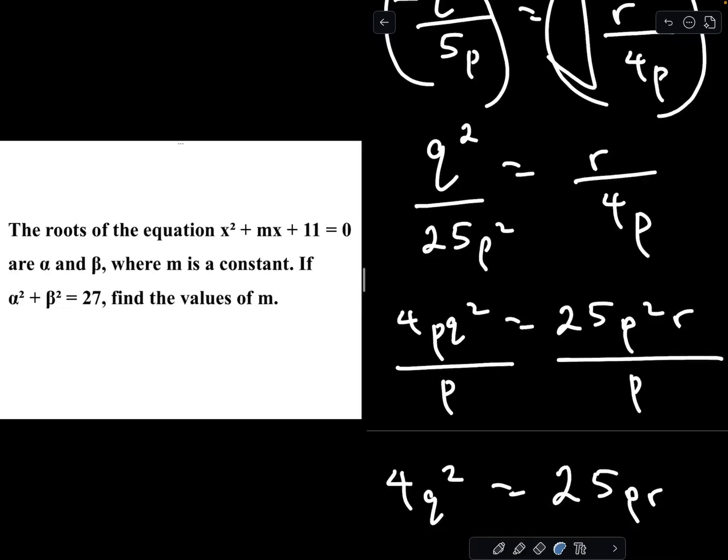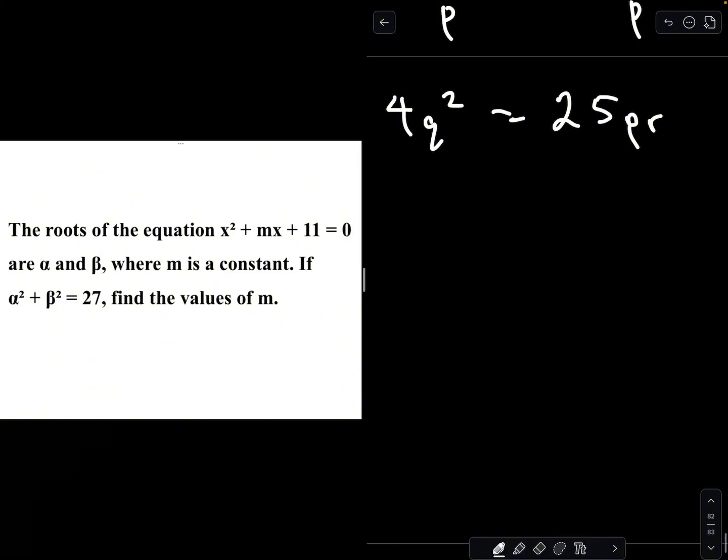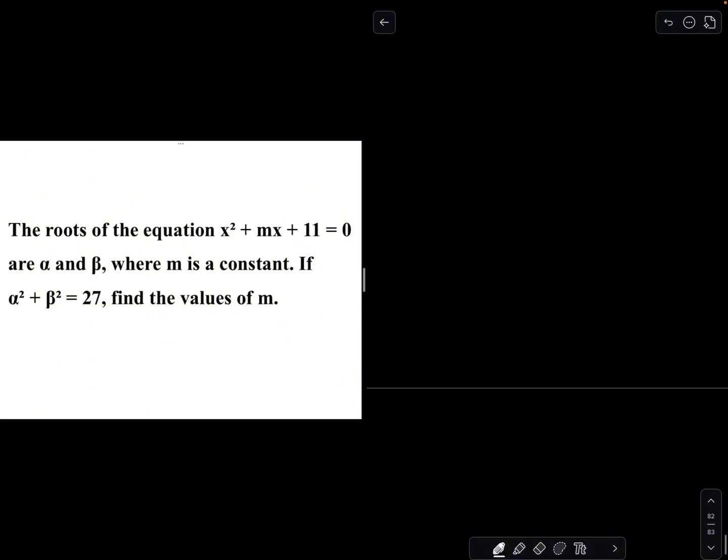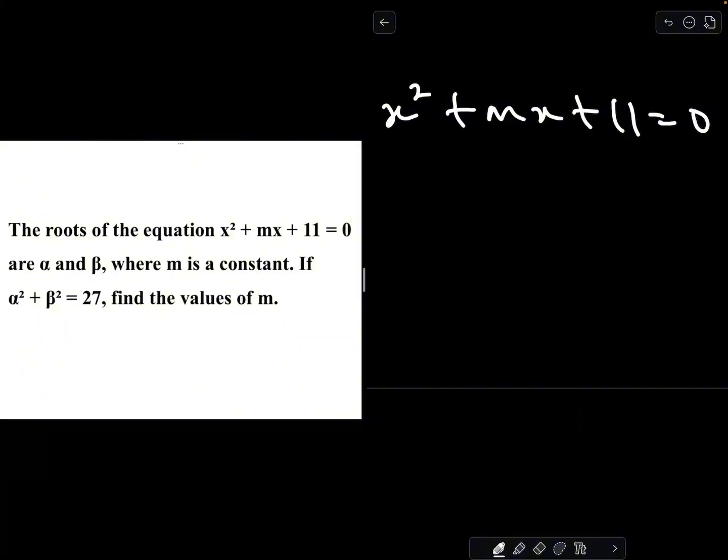The roots of the equation x squared plus mx plus 11 equals 0 are alpha and beta, where m is a constant. The equation is x squared plus mx plus 11 equals 0, and its roots are alpha and beta. If alpha square plus beta square equals 27, find the values of m.